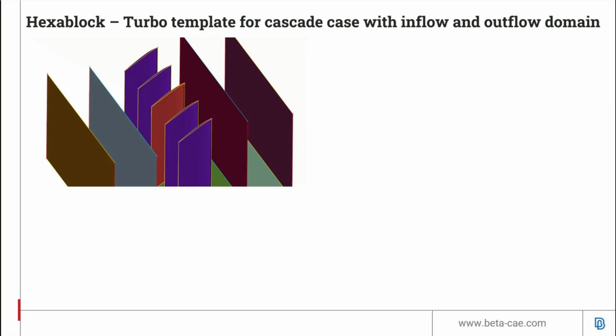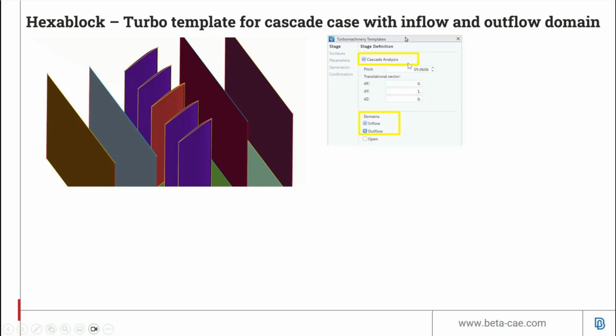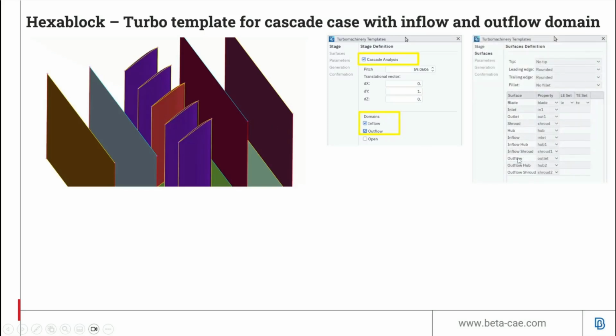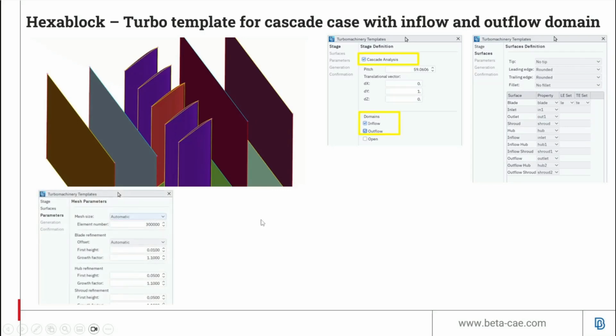For 3D geometries, we have improved our Turbo template to account for cascade cases with inflow and outflow domain. So there is the option Cascade Analysis, not a rotational one. And the user can specify that there is also an inflow and an outflow domain. Specify which boundary relates to which PID, some details about the number of elements in the 3 directions, or maybe automatic based on curvature refinement.